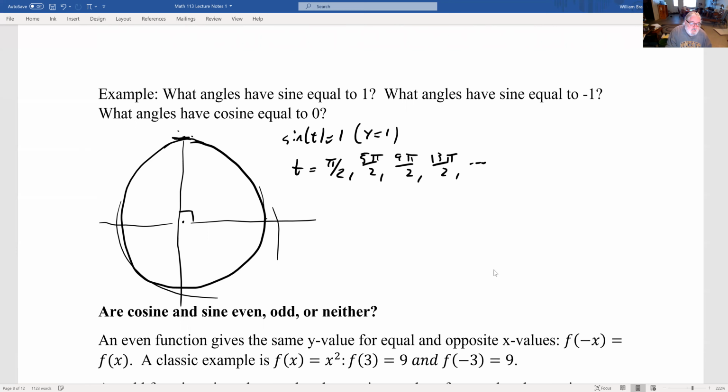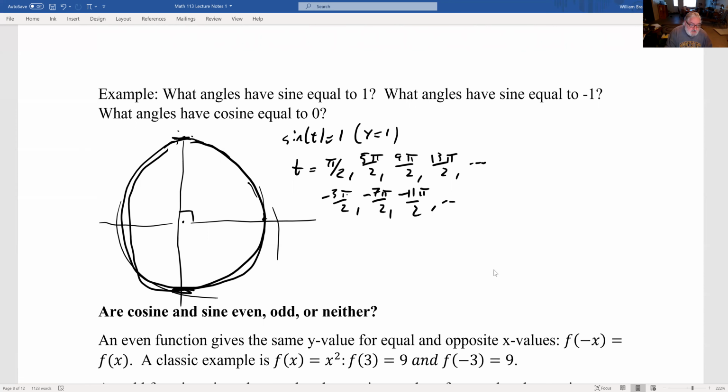Or you could go negative, right? Which means instead of starting here and going up that way, you'd start and go down around the circle this way. And that would be -3 pi over 2. And then you go -3 pi over 2, and then another 2 pi. And so that would be, what, -7 pi over 2? -11 pi over 2.